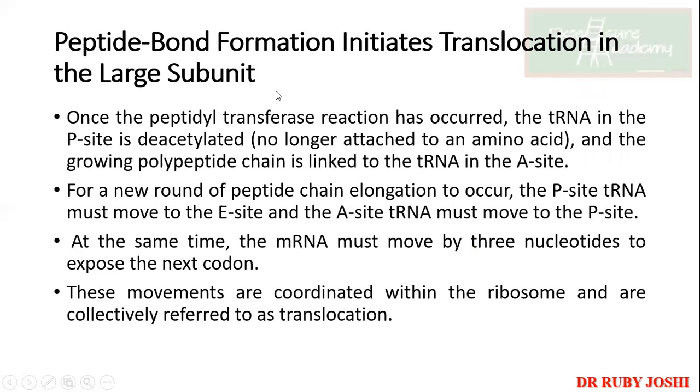Okay. Now, peptide bond formation initiates translocation in the large subunit. Now, what is translocation over here? इसका मतलब क्या है? That which is present on the A side should go to the P side, और जो P side में है उसको E side में जाना है. ठीक है. So all these movements which is happening within the ribosome is known as translocation. So obviously this is going to result in the movement of mRNA by 3 nucleotides or 1 codon, correct? So this process is known as translocation.